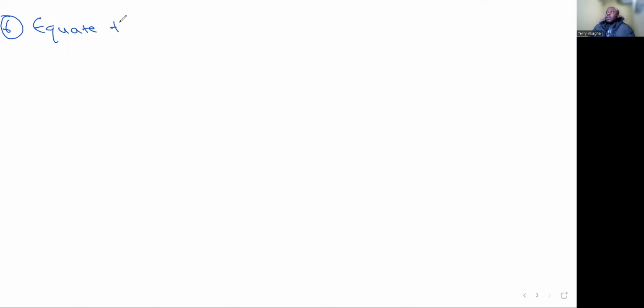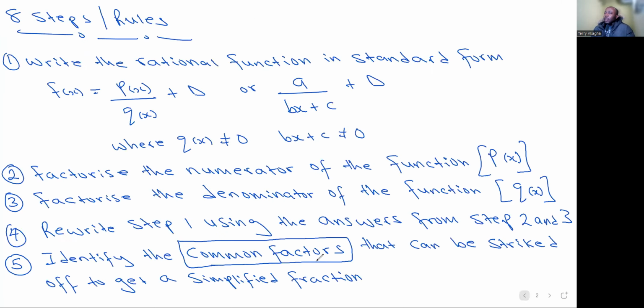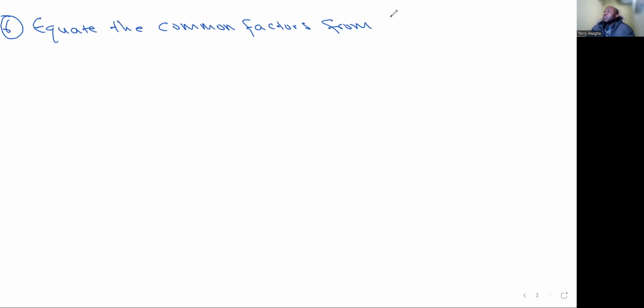So equate the common factors, the common factors we identified in step 5. So you equate the common factor from step 5 to 0 to find what? To find x.